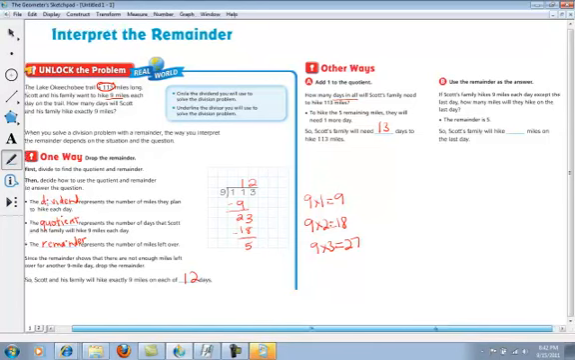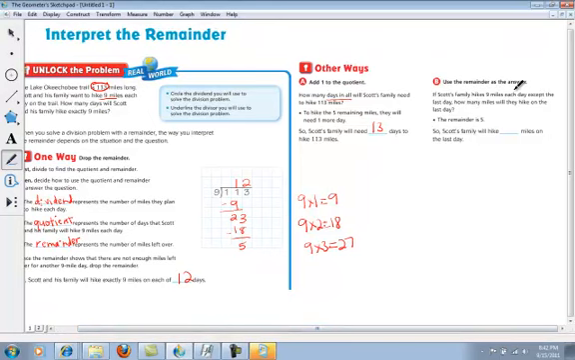Now, if Scott's family hikes 9 miles each day, except the last day, how many miles will they hike on the last day? Well, the remainder is 5, and so Scott's family is going to hike 5 miles on the last day. So our answer to this question would not be 12 remainder 5. It wouldn't be 12, it wouldn't be 13. The answer is 5 because the question's asking how many miles will they hike on the last day.